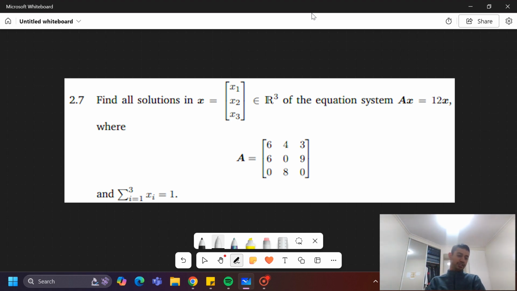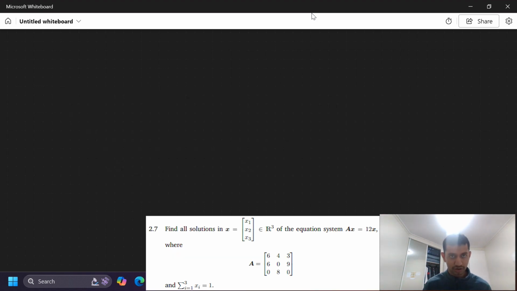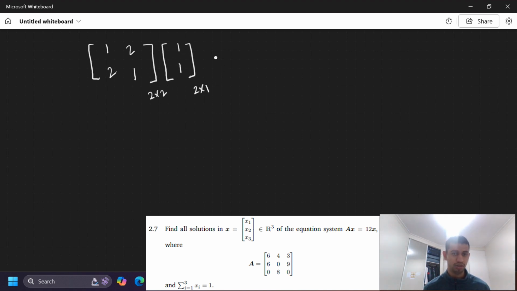Right, so before we actually start solving this, I would just like to explain a few key concepts. The first is something involving the word eigen, so eigenvectors and eigenvalues. So let's look at a simple example. This is a matrix 1, 2, 2, 1, and let's multiply this by a vector. So this is of dimension 2 by 2, and then we have a vector. This is of dimension 2 by 1.